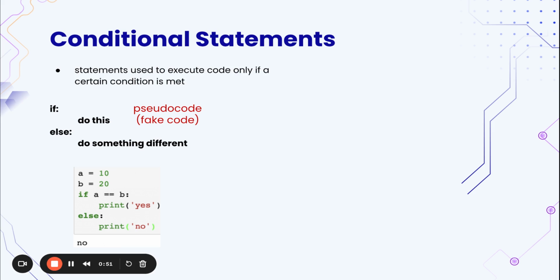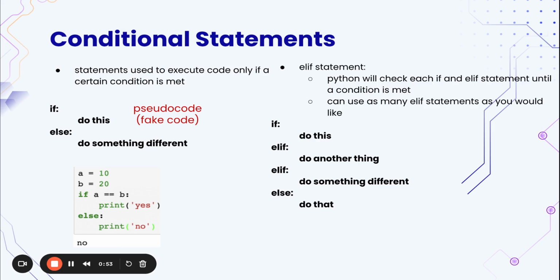Now let's talk about elif statements. Python will check each if and elif statement until a condition is met. And you can use as many elif statements as you would like. So let's say you don't want the traditional if and else statement. You want Python to check some other conditions between it. So you can use elif. So if do this, elif do another thing, elif do something different, else do that.